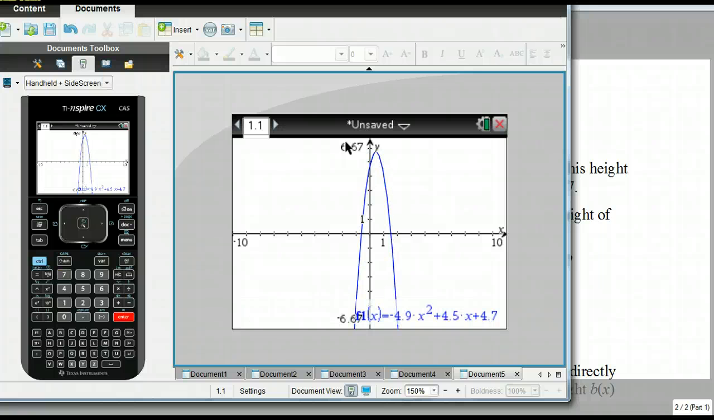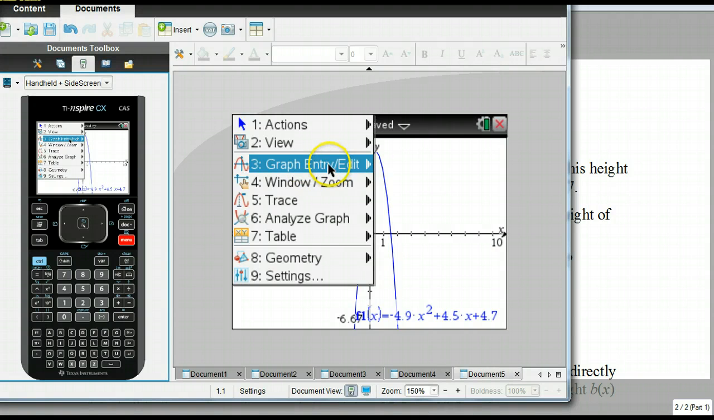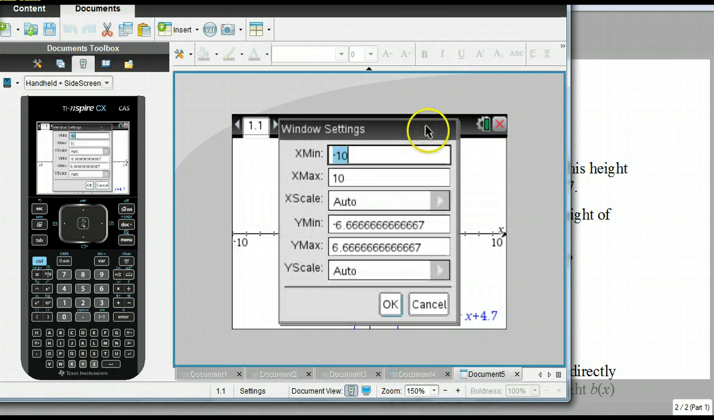And I have this. Okay, I have a question for you about this. Do we have negative time? No. So what should our minimum window be for x? 0. Very good. So I'm going to change my window settings to start at 0.